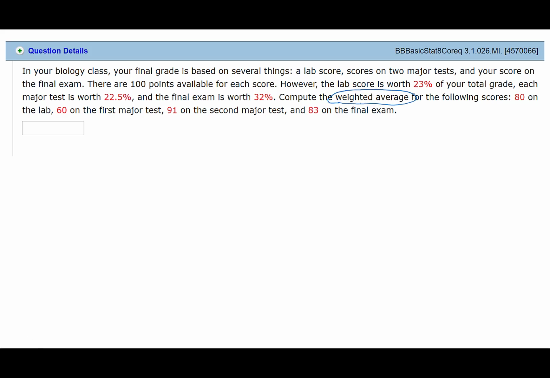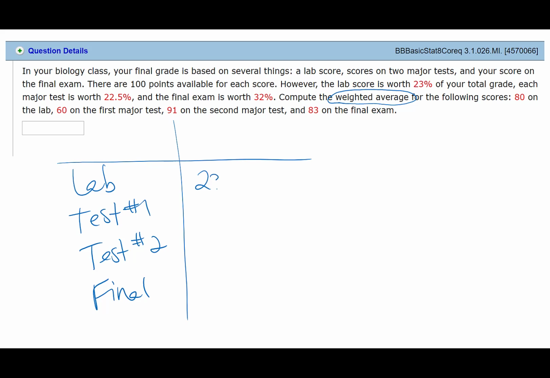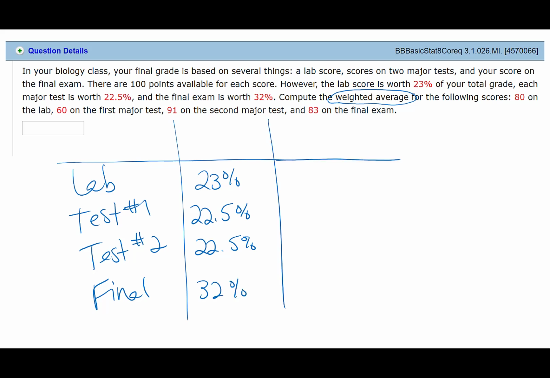Okay, so we're going to talk real quickly about weighted average. And so here are the major categories. The lab is worth 23%. Each test is 22.5%, and the final exam is 32%. And then this last sentence said specifically what this student scored for each of these: an 80 for the lab, 60 on test number 1, 91 on test number 2, and 83 on the final exam.